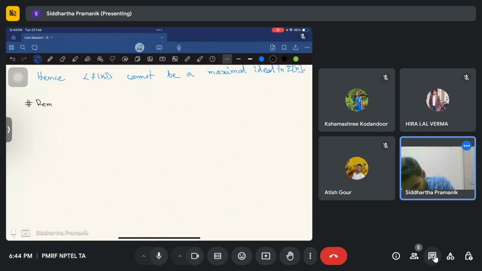So if n belongs to Z, then consider the ideal generated by n in Z[x]. What can you say about this? Can this be a maximal ideal? I think I have done this in the earlier sessions. The ideal generated by n in Z[x] is not a maximal ideal.